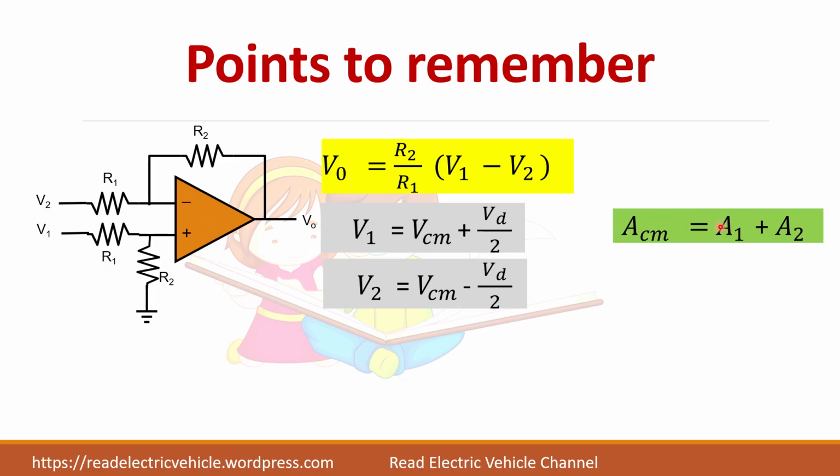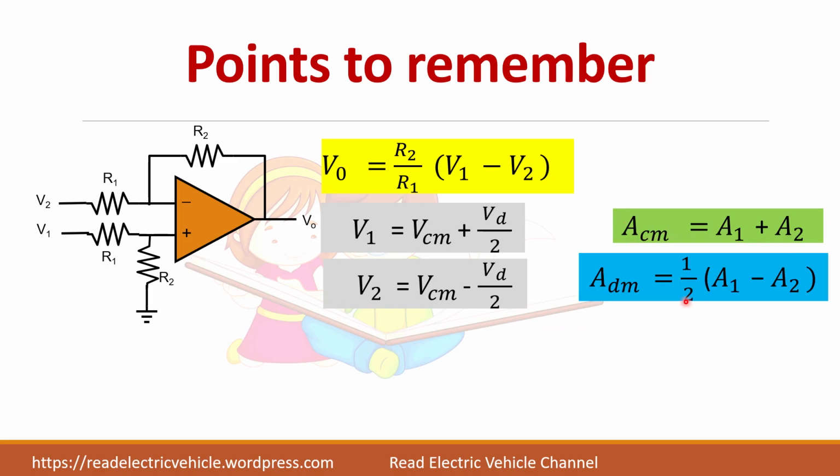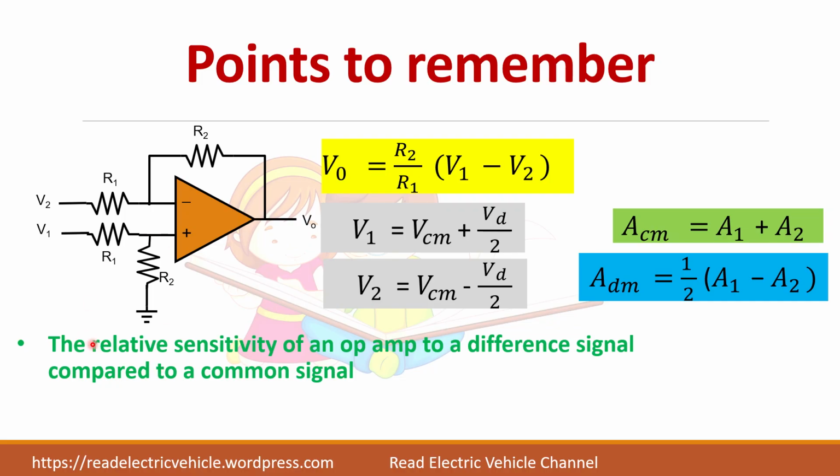So we will get two different gains as A1 and A2. So the common mode gain ACM is given by A1 plus A2, whereas the difference mode gain is given by this equation. Now the important point is common mode rejection ratio, which is the relative sensitivity of an op amp to a different signal compared to a common signal. That is, the common signal should be low and different signal should be high. And it is usually measured in decibel. And ideally, this rejection ratio should be a very high value.